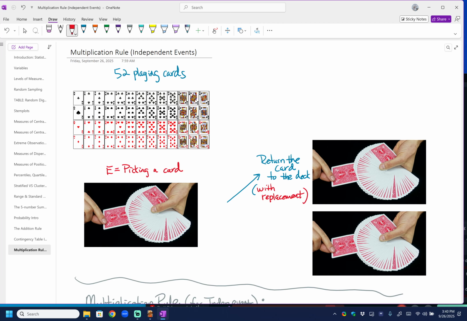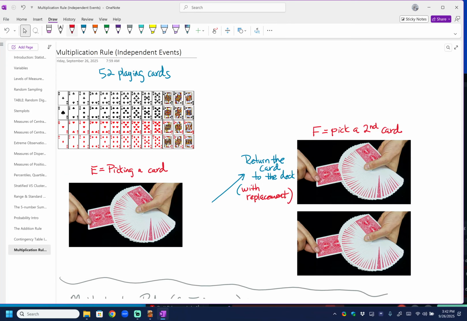So what's going to happen is the jack is going to go back into our deck here, and we're back to 52 cards. Think of it as refreshing the deck. If we then pick another card, this is the first scenario in which we're doing multiple events in a row. Let's say we pick a second card. The main concept we have to figure out here is whether picking the first card has any probabilistic effect on picking the second card.